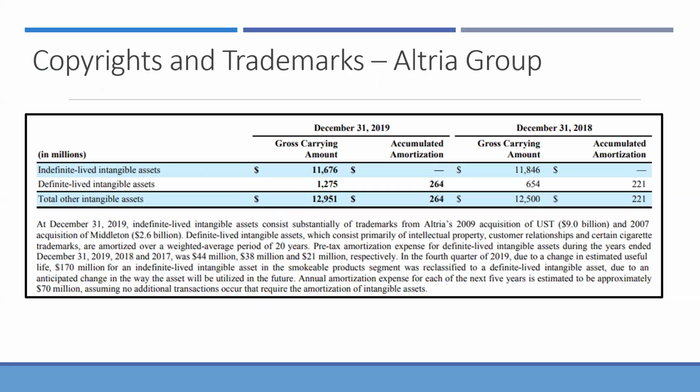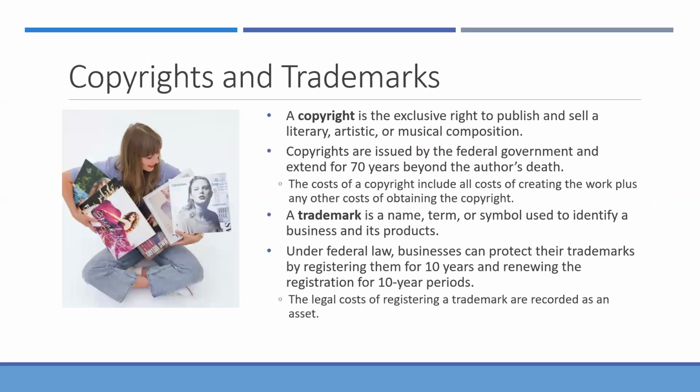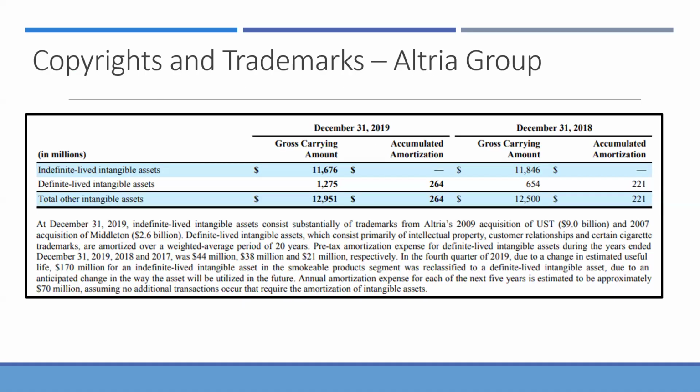And they also will separate into indefinite-lived intangible assets and definite-lived. For example, this is Altria Group. They make Marlboro cigarettes, and they had a significant investment in Juul and things like that. They had some cigarette trademarks, and they separated them between definite and indefinite-lived, because a trademark can be continuously renewed. So it's not necessarily amortized every year, because there's no useful life. It's expected to be used forever, basically, until it's not.